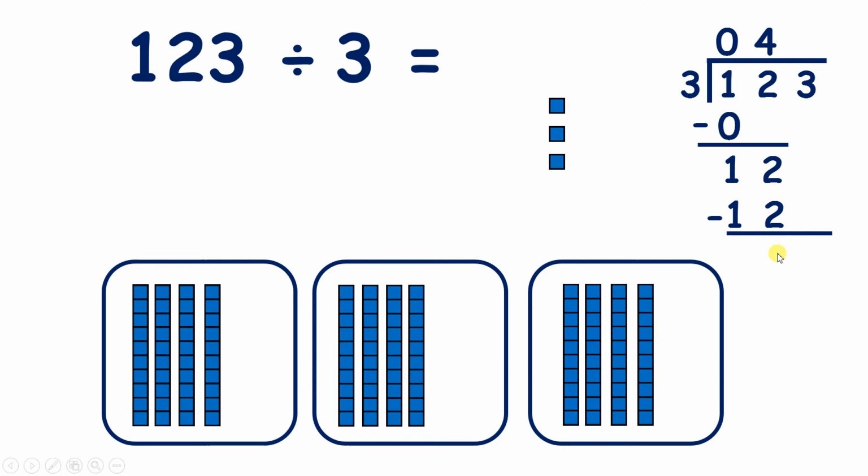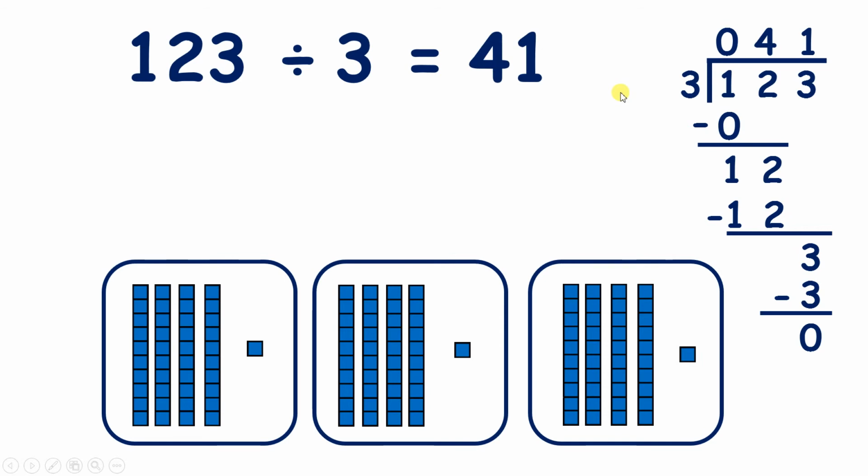So now we've dealt with our tens, so we can bring down our 3 units. And we can share out all 3 of those units, so we can write minus 3. And we have 1 unit in each group, because 3 divided by 3 is 1. Now 3 minus 3 is 0, which tells us that we have no remainder. So 123 divided by 3 equals 41.